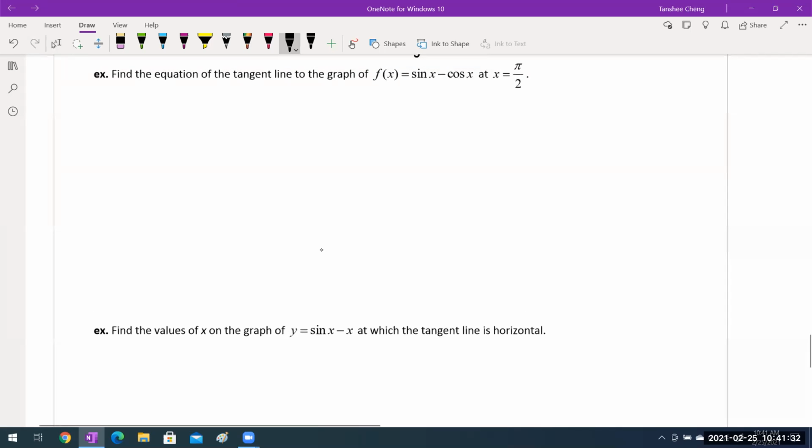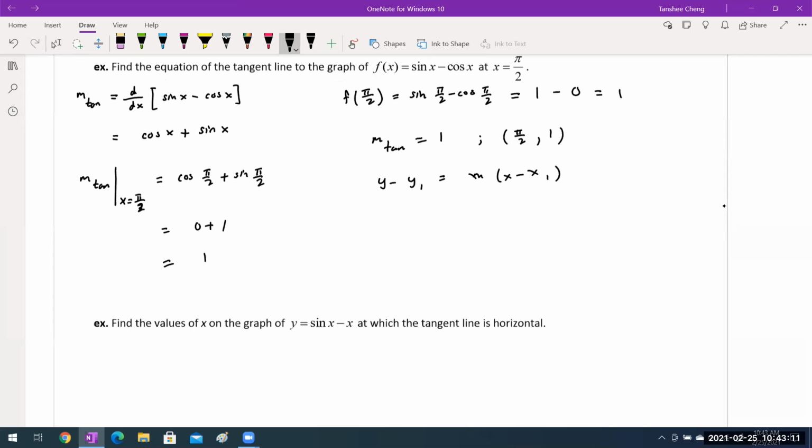So pause it for a second and then try it out on this problem. Okay, finding the equation of the tangent line for this particular curve. So take the derivative of the function to find the general slope of the tangent on this curve. When you take the derivative of sine x minus cosine x, we get cosine x plus sine x, because the derivative of cosine x is negative sine x, so negative and negative become positive.